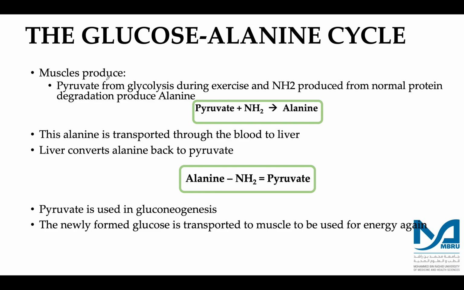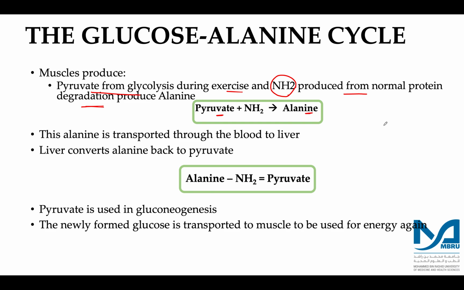So in general, muscles produce pyruvate from glycolysis during exercise, and this particular amine is produced from normal protein degradation. So when there is degradation of protein, you produce amine groups or amine. But this we will look at when we talk about amino acid metabolism. For the time being, please try to grasp that proteins, when they are metabolized, will lead to the production of NH2 because proteins are nitrogen containing compounds. Now this amine that comes out in the presence of pyruvate is converted to alanine.